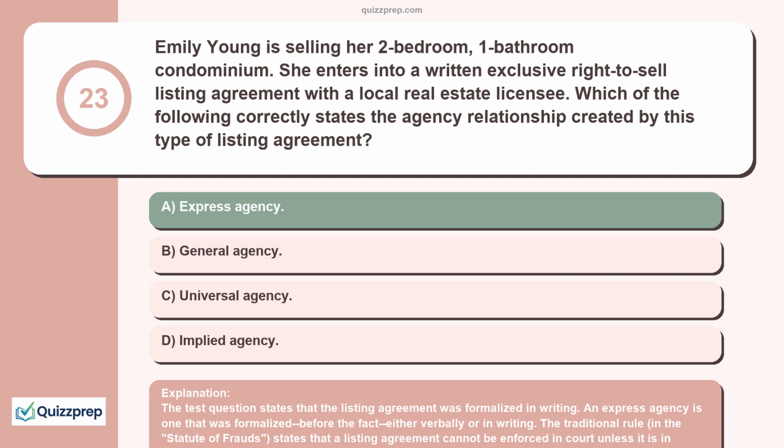Test-taking tip: because it is frequently tested, it is worth reviewing the other promises, agreements, and contracts that must be in writing to satisfy the Statute of Frauds.